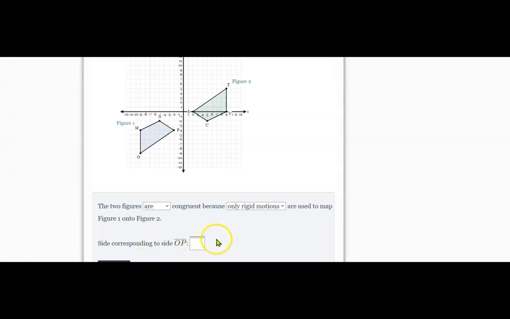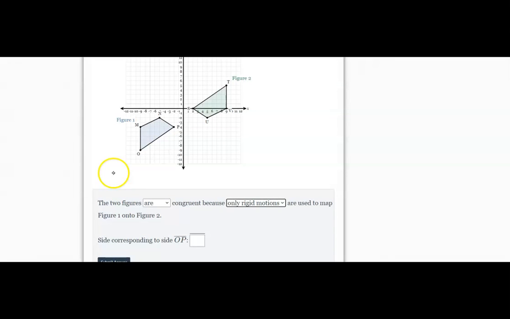So now we need to figure out which sides are the same as OP. Side OP is this longer side here, and that would be ST on this figure over there. So you simply type the letters S and T in here, and you submit your answer.